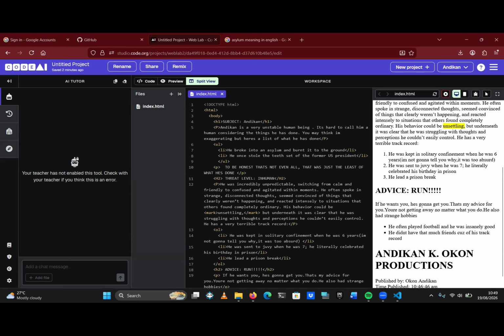And then when he was 8, he also led a prison breakout. So my advice to anyone who encounters this Anglican guy is to run. The advice is to run. If he wants to get you, he will definitely get you. You're not getting away, no matter what you do.